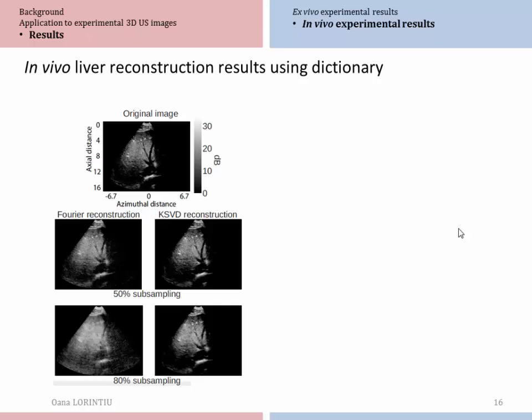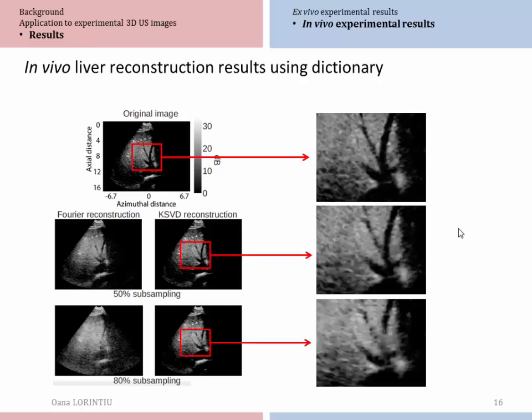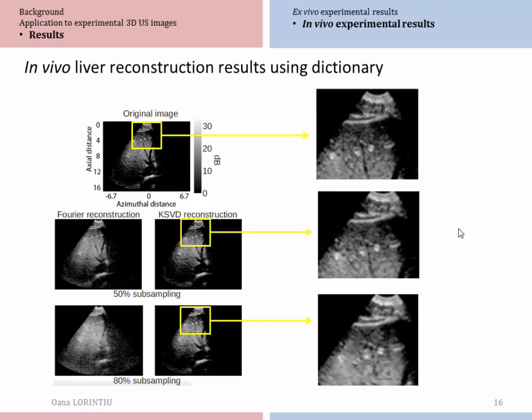So here again, the Fourier reconstruction at 80% completely loses all the details. And if you look more in detail at the K-SVD reconstruction, we can see that at 50%, the reconstruction is almost equivalent to the original image, while at 80%, we start seeing blockwise reconstruction errors. And if we look at the 4 dots, 4 structures here, again, we can see at 50% we cover all the structures, while at 80% we lose one here.